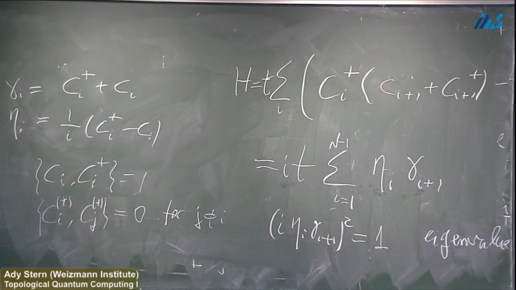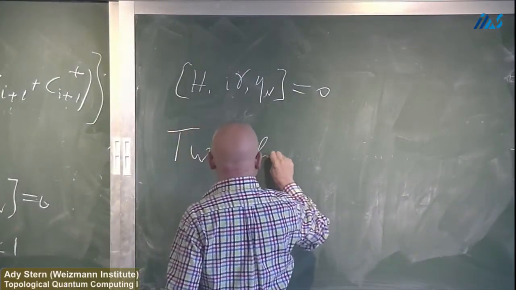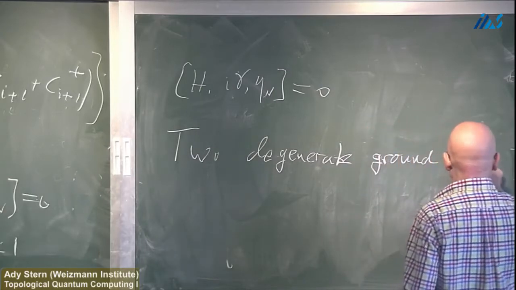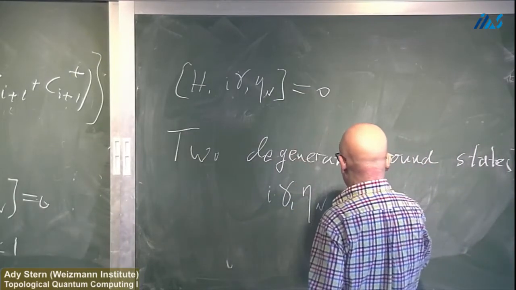In any case, two operators commute with the Hamiltonian. Which means also that the Hamiltonian commutes with i gamma 1 eta n. So the energy of the ground state, the energy of the system, will not care whether this operator is in a state of plus 1 or minus 1. So we have two degenerate ground states that are distinguished by the quantum number i gamma 1 eta n, which may be either plus 1 or minus 1.